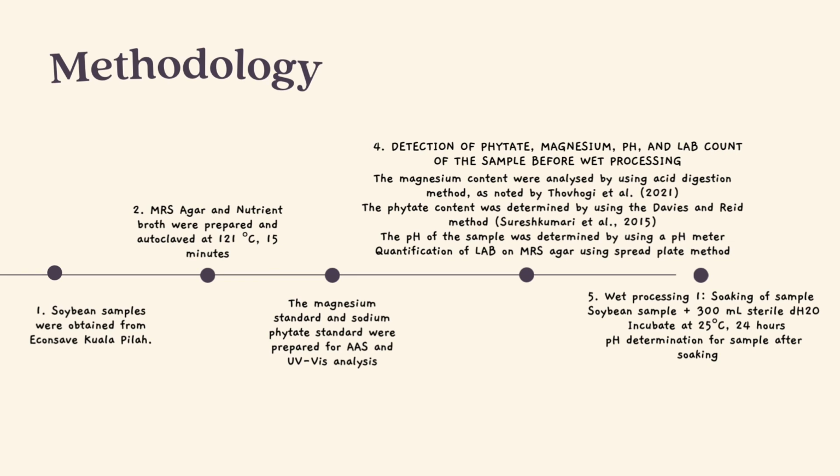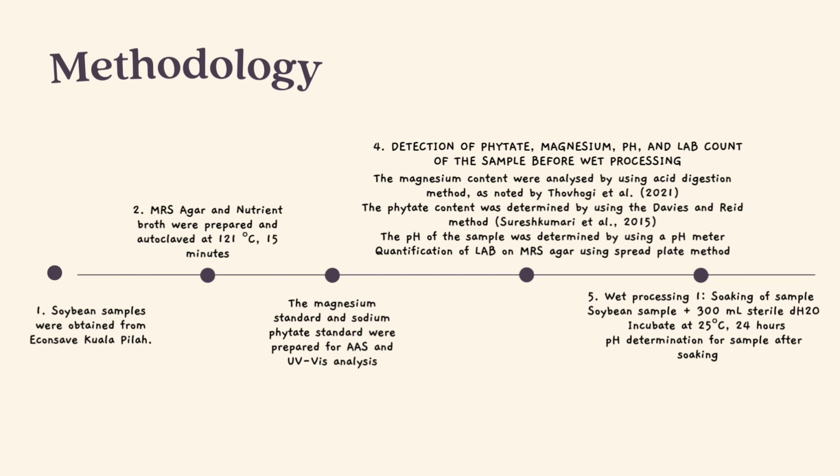These are my research methodology. I started with collecting my samples from Econsif Kuala Pilah, and then I prepared the bacterial medium, which were MRS agar and nutrient broth, and I prepared the magnesium standard and phytate standard for UV-Vis and AAS analysis. Before any wet processing method, I started by detecting the phytate, magnesium, pH and LAB count for the sample before wet processing. The magnesium content in soybean was analyzed by using an acid digestion method.